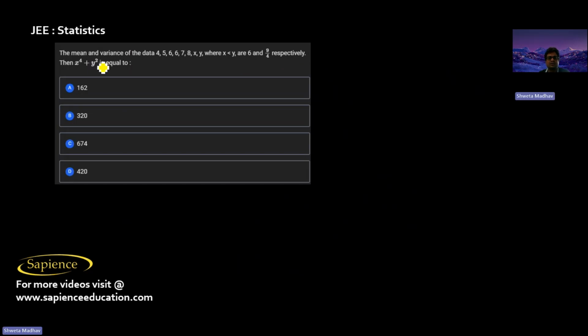And here it is told the mean and variance of the data 4, 5, 6, 6, 7, 8, x, y, where x is less than y, are 6 and 9 by 4 respectively. Then x power 4 plus y square is equal to.